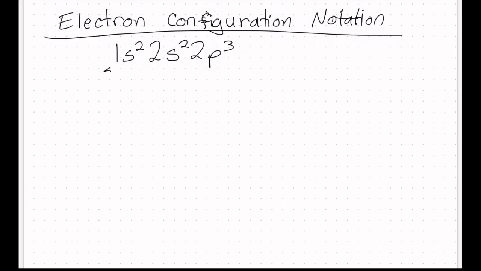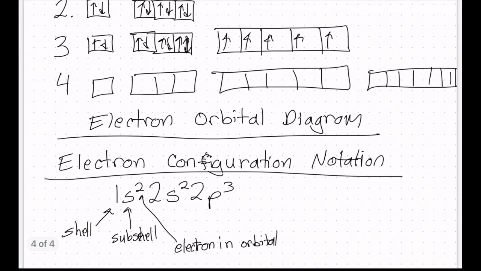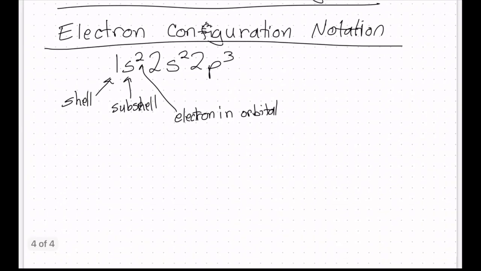Well, this is the shell. This is the orbital, the subshell. See, I do it too. And this number right here is how many are in the orbital. So that's how many electrons are in this orbital. The orbital is like that box I just showed you in this diagram. Each of these boxes is like an orbital, okay?